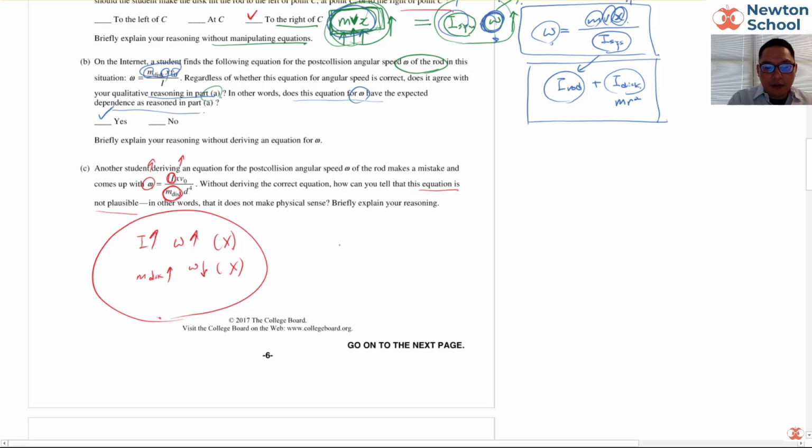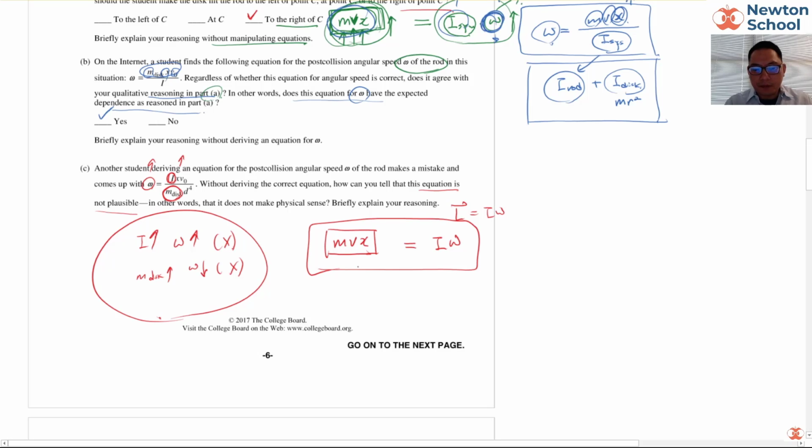So once again, initial angular momentum becomes final angular momentum of I omega. Just remember this. So once again, omega is mvx over I.